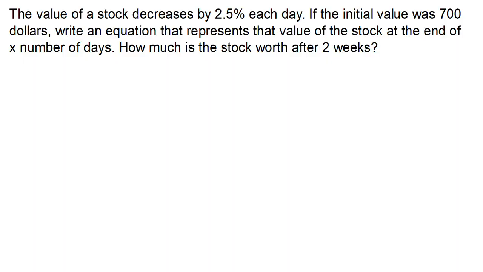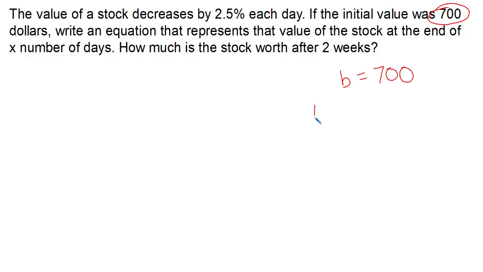All right, we'll just do one more here. We have a stock whose value is decreasing by 2.5% each day. Okay, so it's decreasing by a percent, which tells us that it's exponential. Our initial value is $700, so that's going to be our B value. And we want an equation to represent the value at the end of X number of days. And then we want to know how much it's worth after 2 weeks.